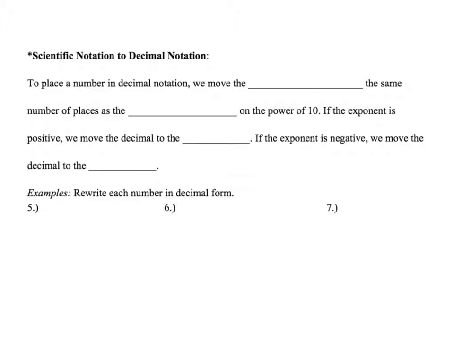Okay, so let's imagine we want to go the opposite direction. To place a number in decimal notation, we move the decimal the same number of places as the exponent on the power of 10. If the exponent is positive, we move the decimal to the right, and we should end up with a very large number. If the exponent is negative, we move the decimal to the left, and we'll end up with a very small number. Let's take a look at some examples.